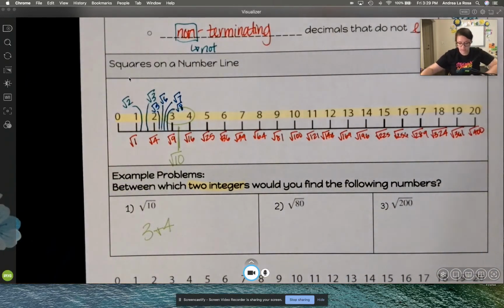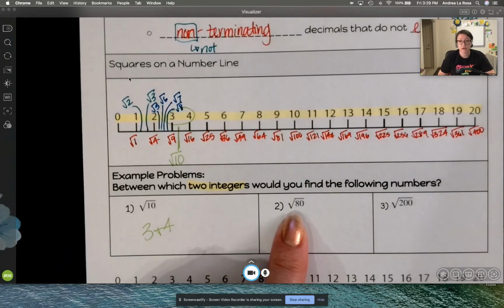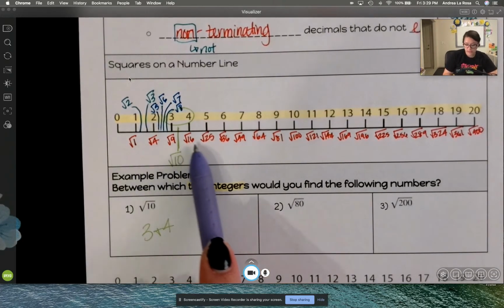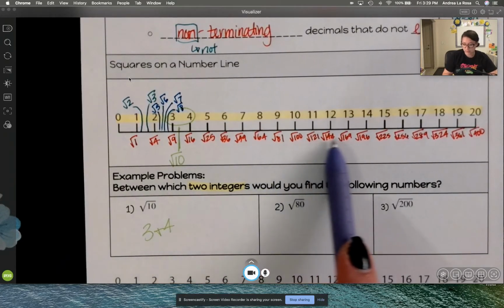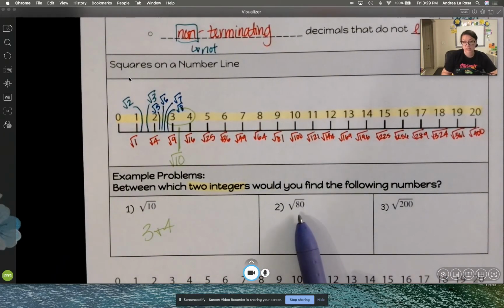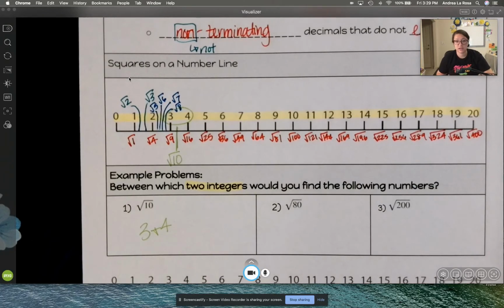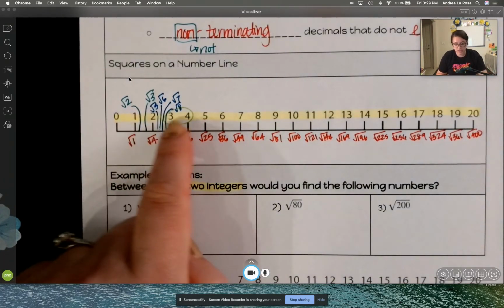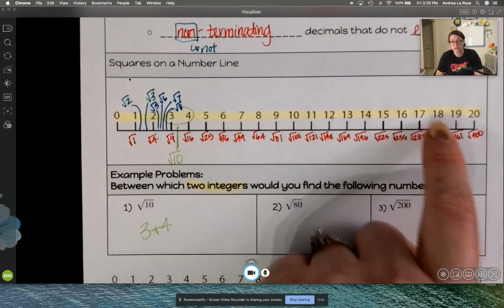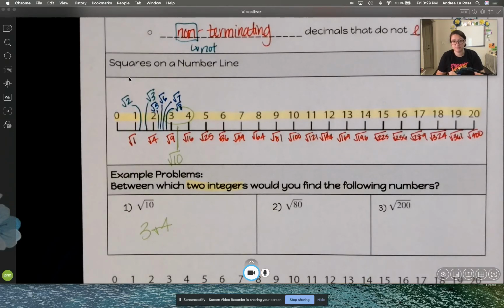Let's try another one. Number 2 is the square root of 80. Like I showed you in the last problem, use those red square roots down at the bottom to help you figure out where 80 is going to go. I'm going to pause the video. See if you can find which two integers, which two of those numbers in the yellow, it's going to be between.